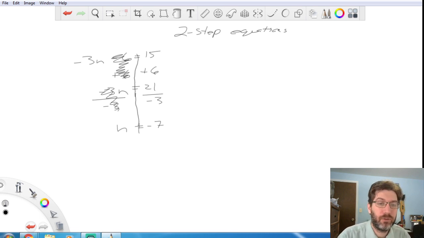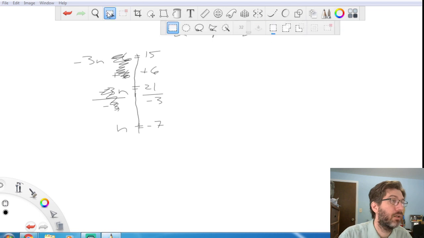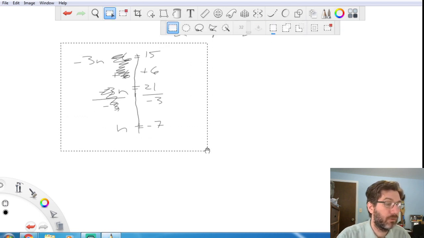I'll do 8 when I'm done here with this one, because I want to look at negative coefficients. I'm not sure which one number 8 is on there. But I'm going to look at the negative coefficient one first.